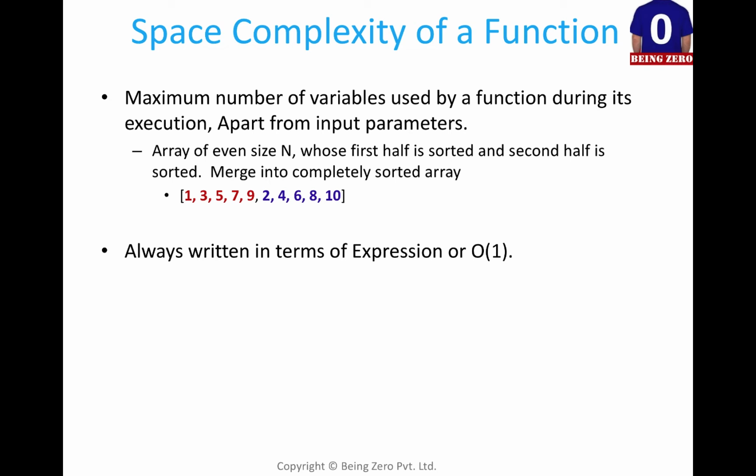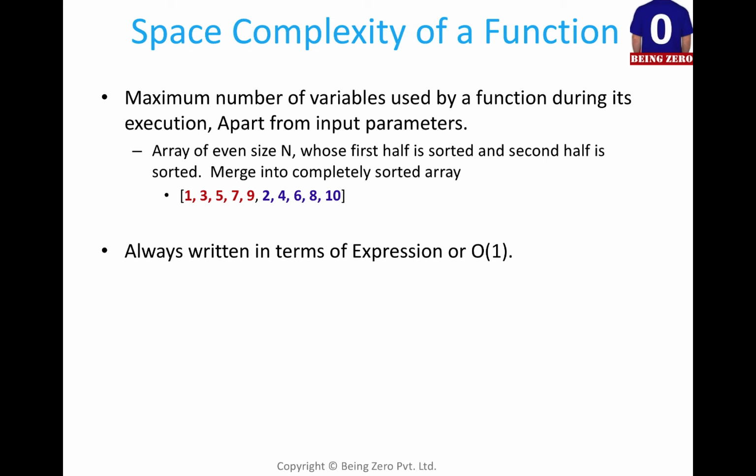Now in order to accomplish this task, we can take one new array. We can declare a totally new array of size n, and we can start copying the elements from the given array to the new array so that they are sorted completely. When we do this task, we say we have taken a totally new array of size n. So these n variables we are using to accomplish our goal.